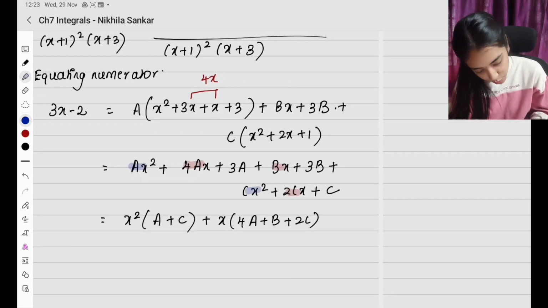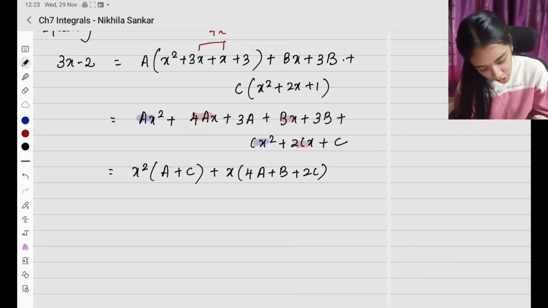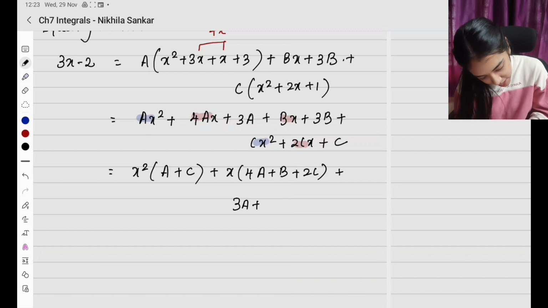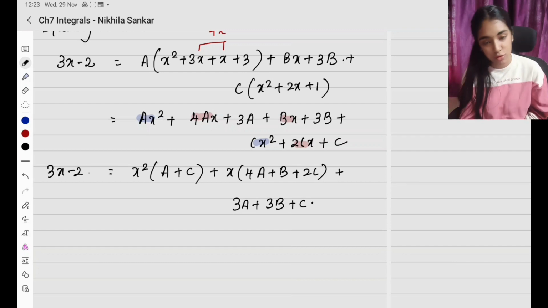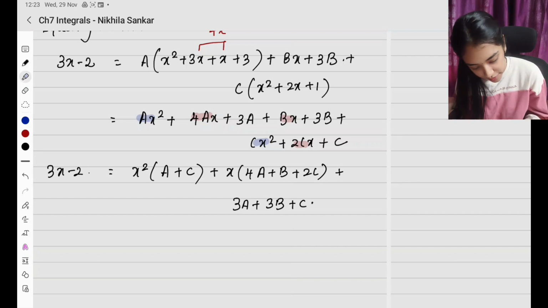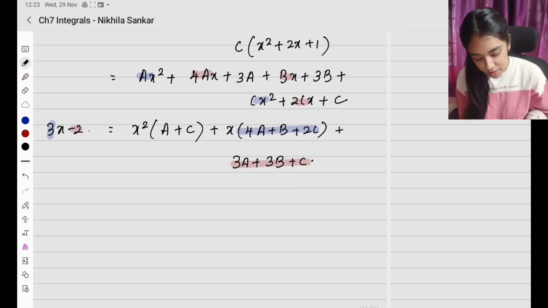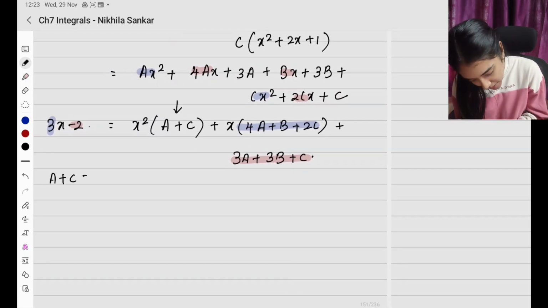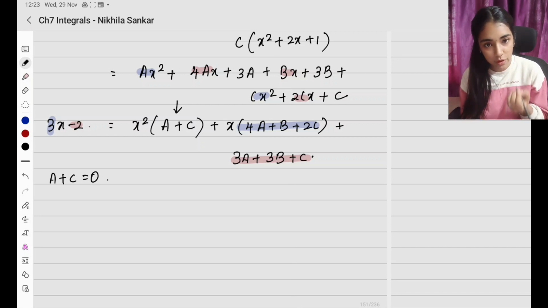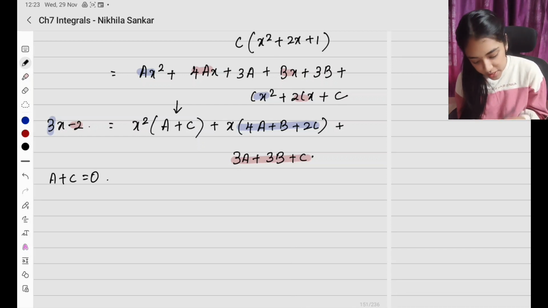a and c are done. The remaining are going to be the constant. So what constants do we have? Plus 3a plus 3b plus c. On the other side, what is there? 3x minus 2. So now I'm going to equate the coefficients of x to 3 and equate the constants to minus 2. When I do that, what is the coefficient of x square? 0. So I can write a plus c is going to be 0, because there is no x square term. So a plus c is going to be 0.